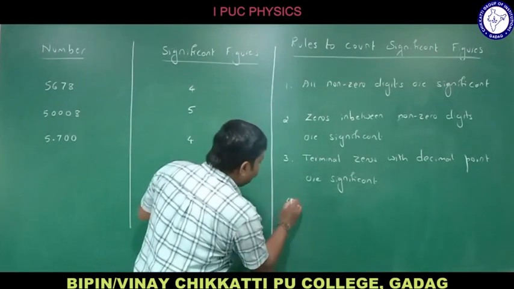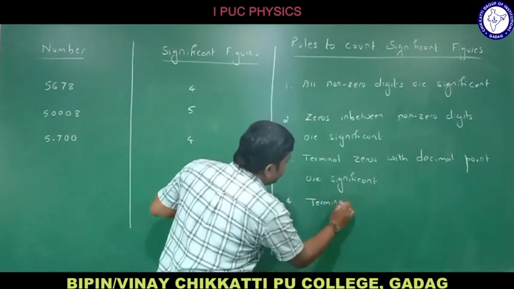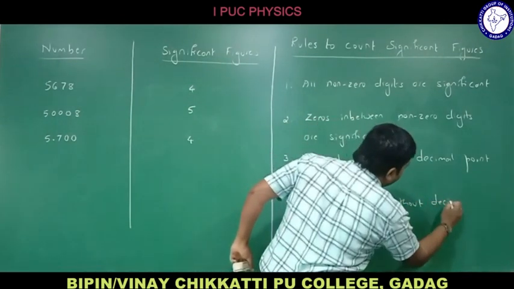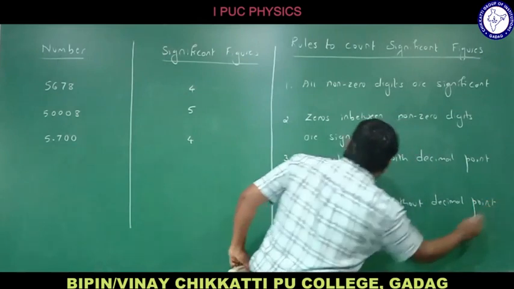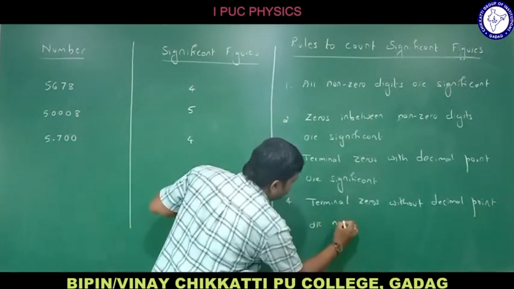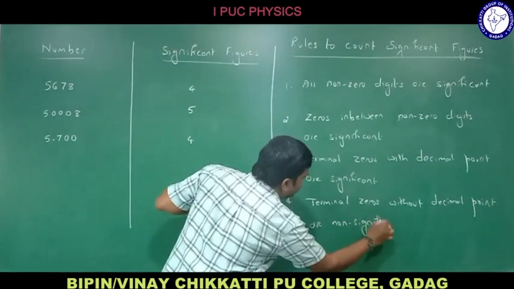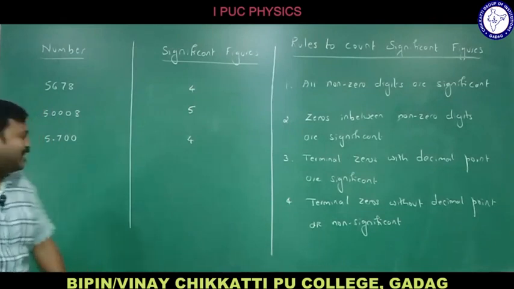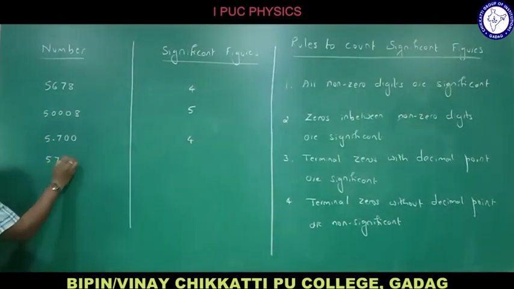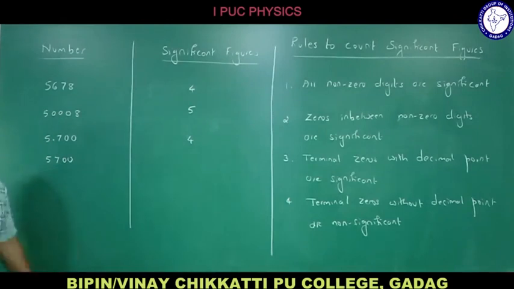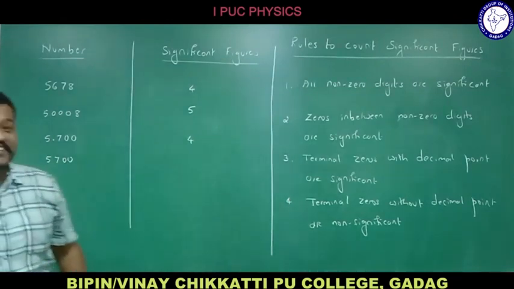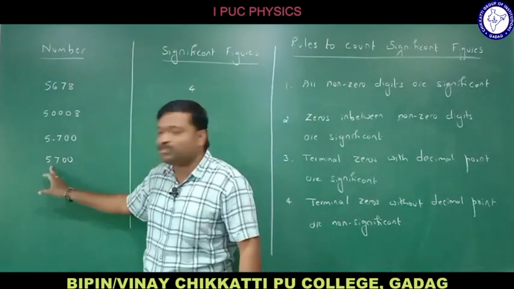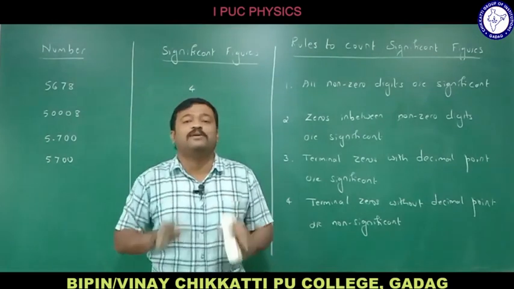Now the fourth rule says that terminal zeros without a decimal point are non-significant. Let me write the same number, 5700. I'm not taking any decimal point here. Now how many significant figures are there? Zeros are there at the end. Is there a decimal point here? No, there is no decimal point. So these two zeros will not become significant.